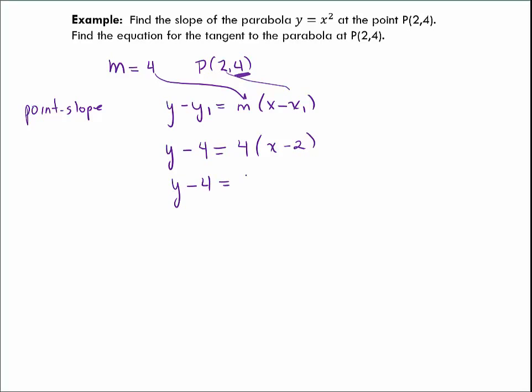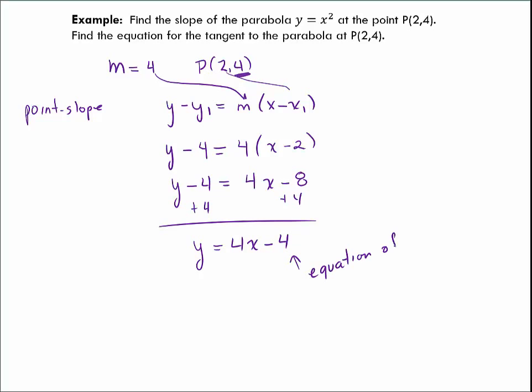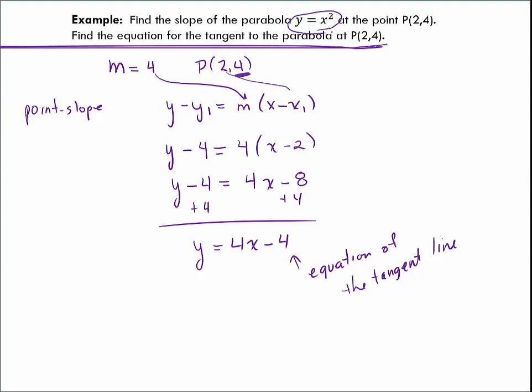Distribute out this 4, so I get 4x minus 8. And then add 4 to both sides, and I get the equation of my tangent line. So this is the equation of the tangent line at that point on this curve.